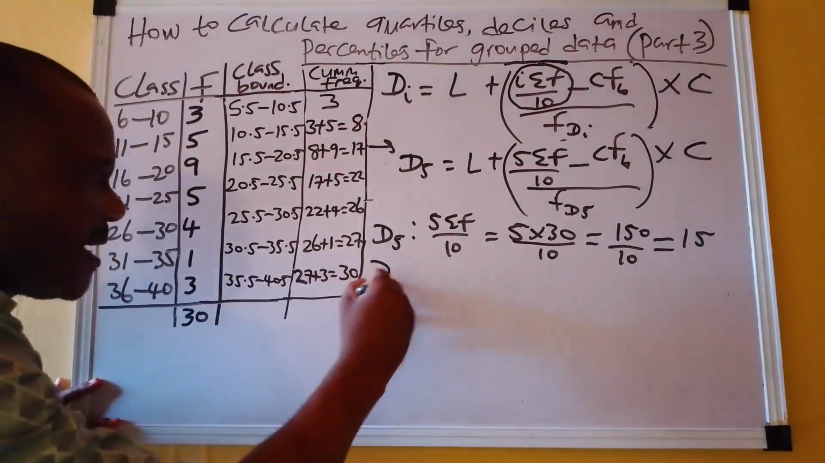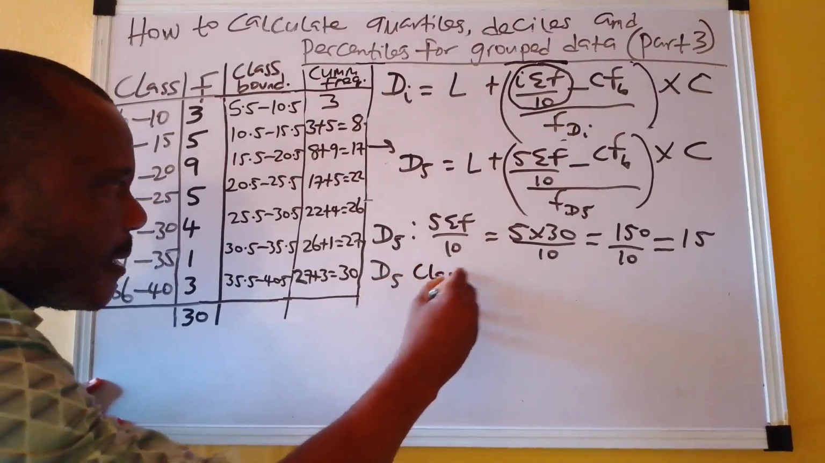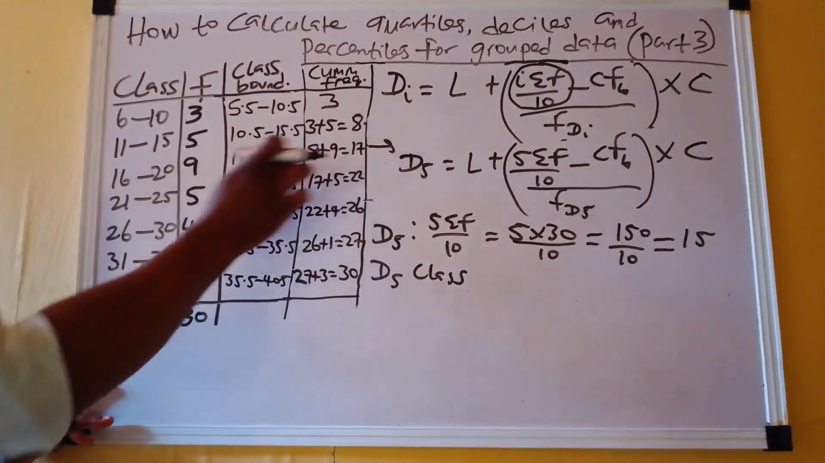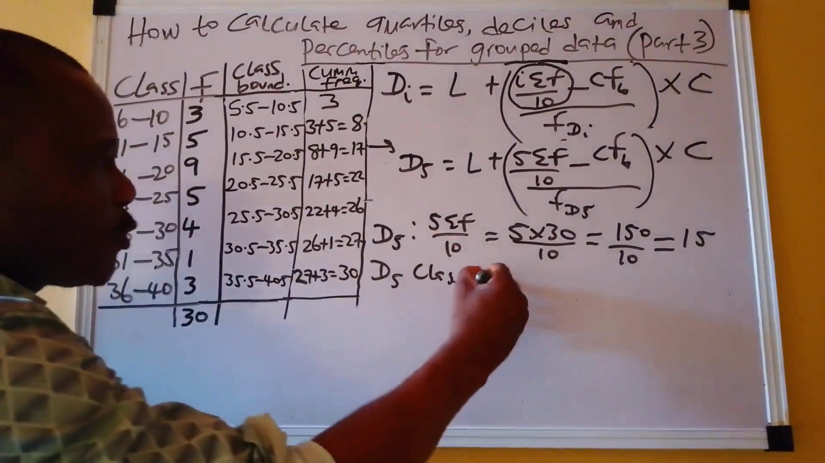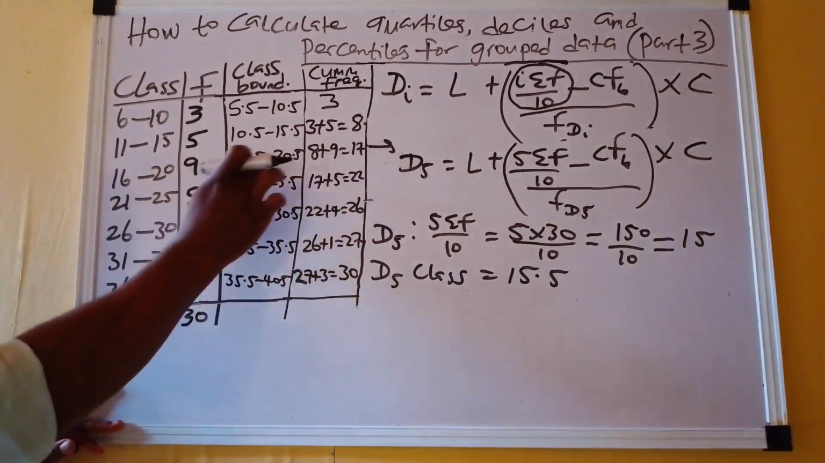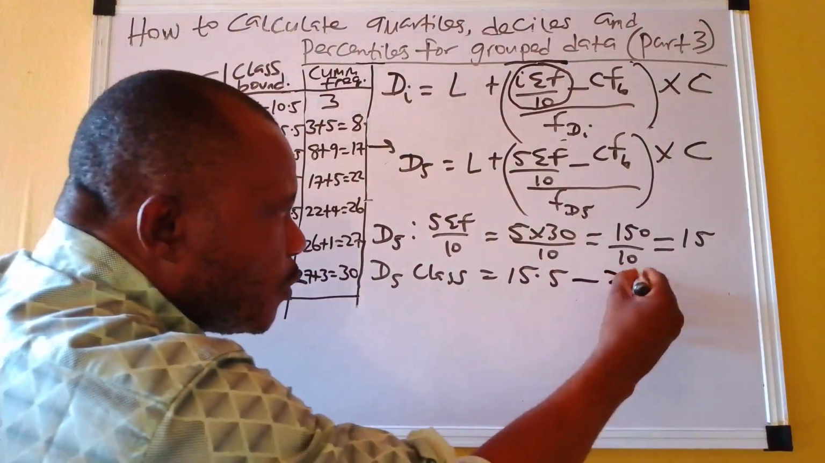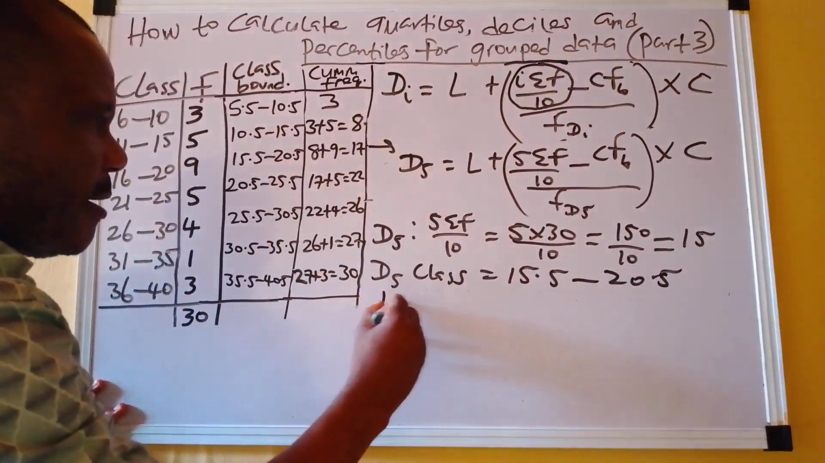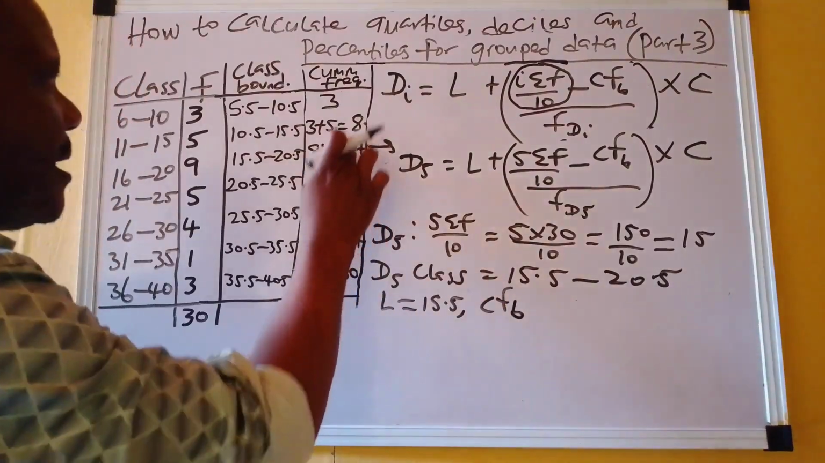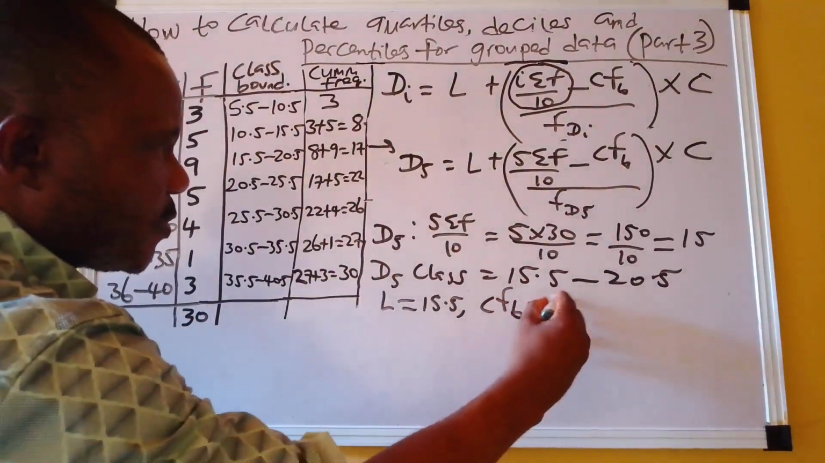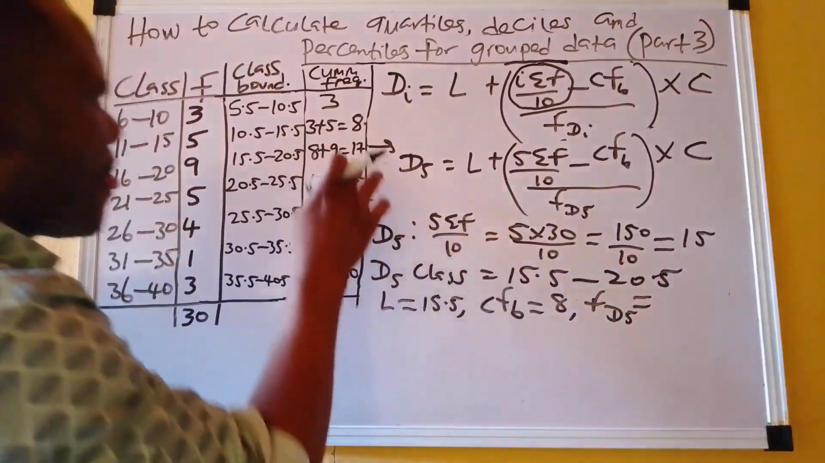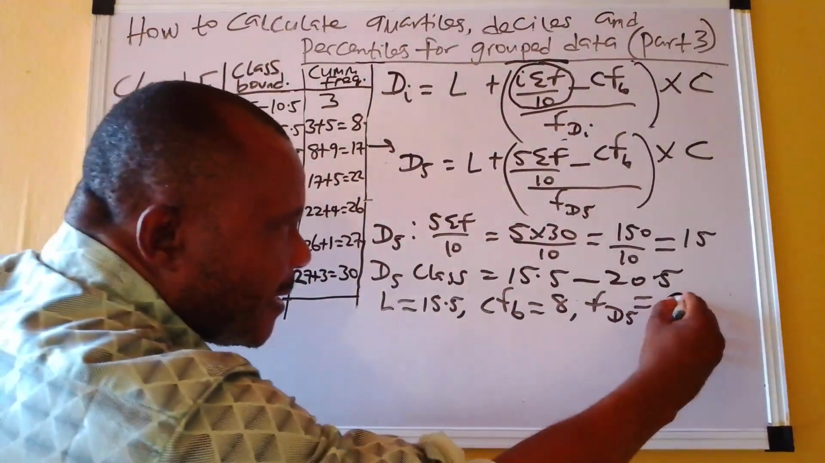Now, the D5 class, where does 15 fall? It falls here between 8 and 17. So 15 falls here under 17, the class 15.5 to 20.5. Here our L will be equal to 15.5. Then our cumulative frequency before that class, above that, is 8. And the frequency of the D5 class is 9.